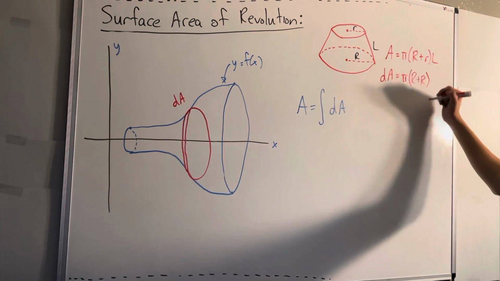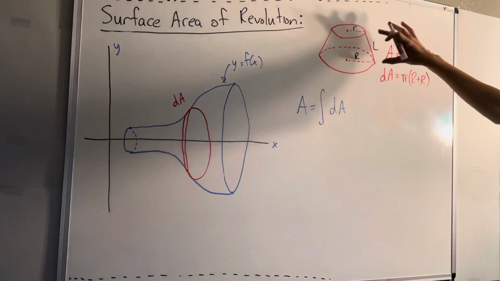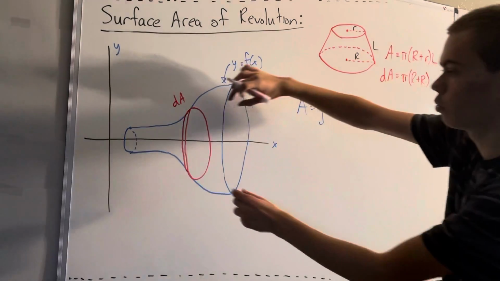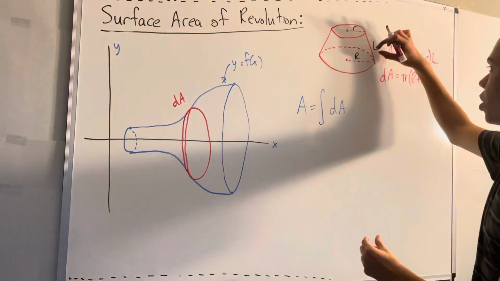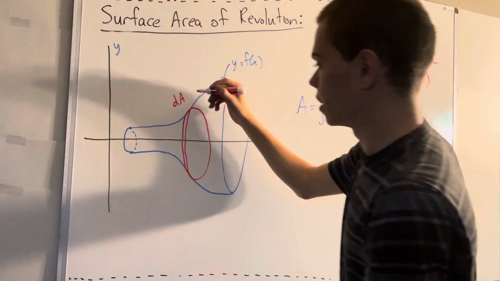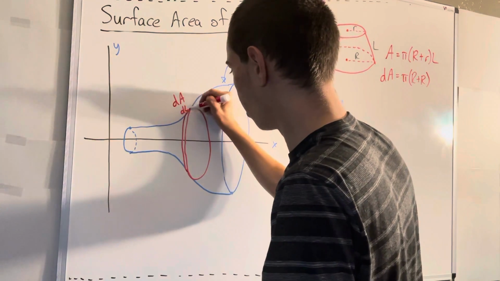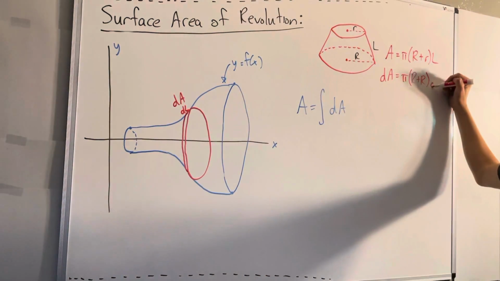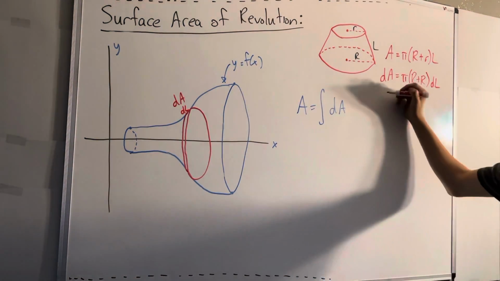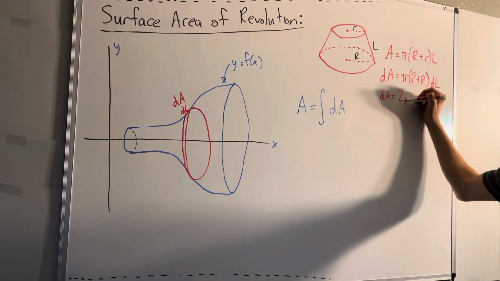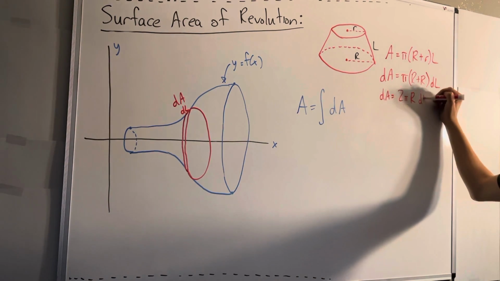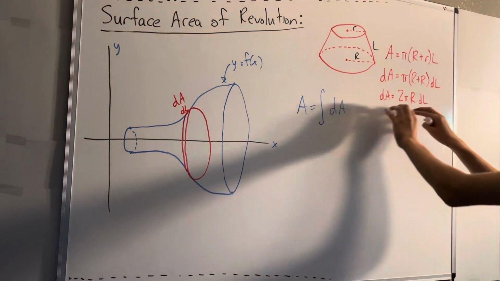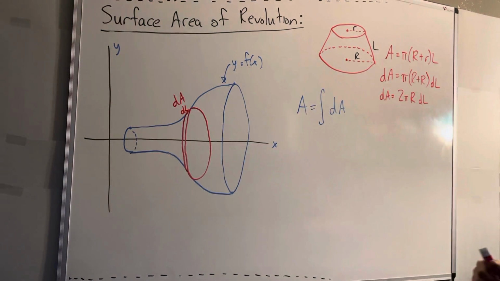It's the same radius. And L is really the length right here. And when we have a really, really thin frustum, L becomes really, really small. In fact, it's a differential length, right? We're going to call it DL. And so really what dA is, it's 2 pi r DL. So this is what we're going to substitute for dA back into our integral.